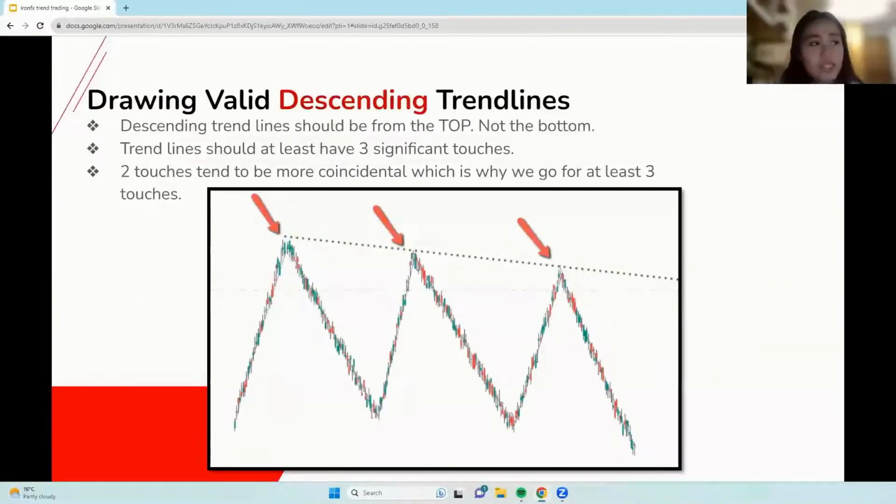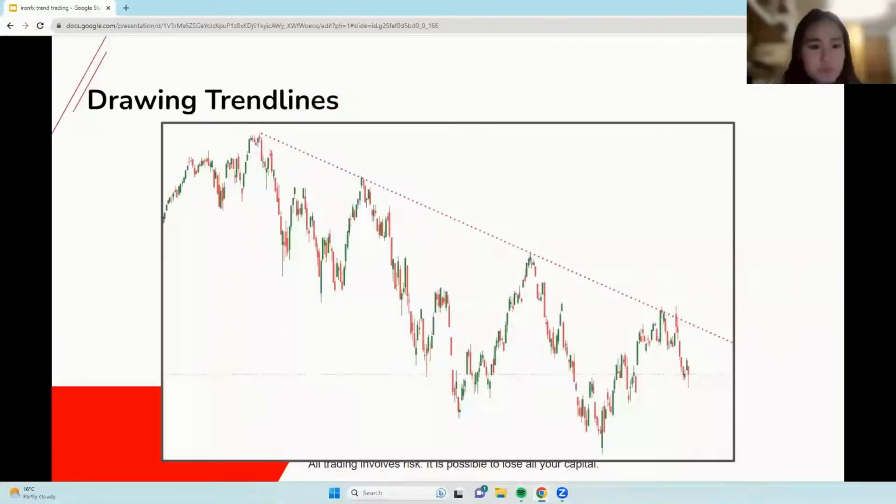And now for descending trend lines. Same thing, a descending trend line should have at least 3 significant touches as well. But for a descending trend line, the lines should be drawn from the top and not from the bottom. Here's an example. Here we have really nice 4 swing highs that touch our trend line.